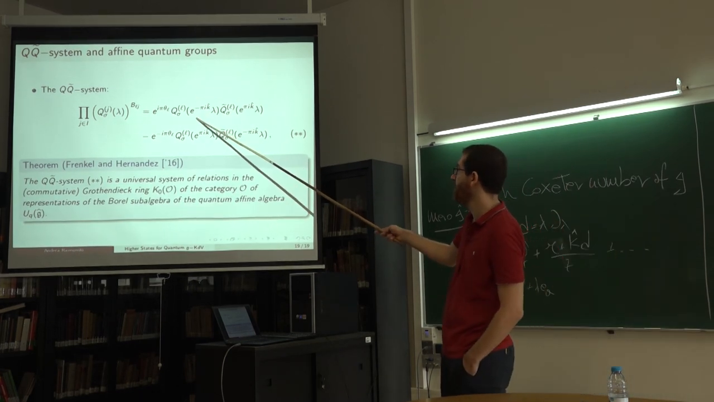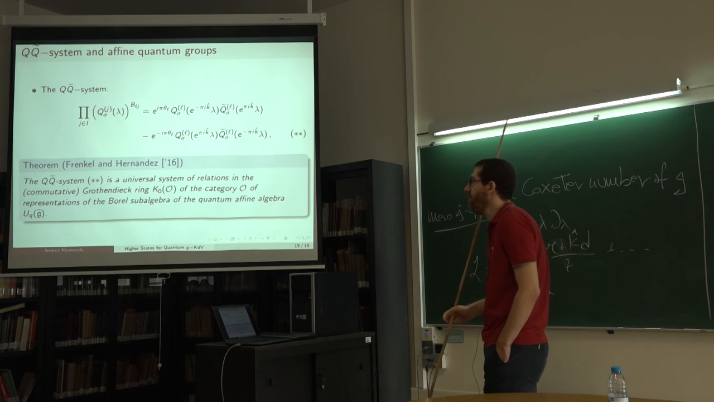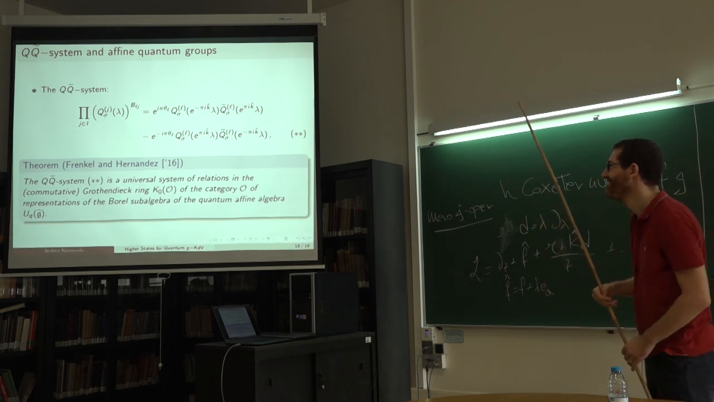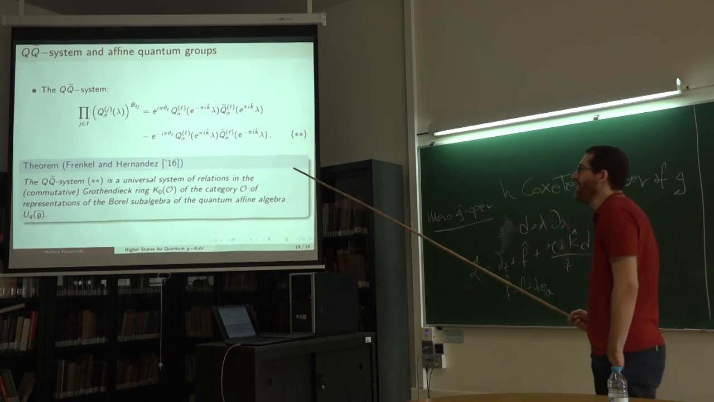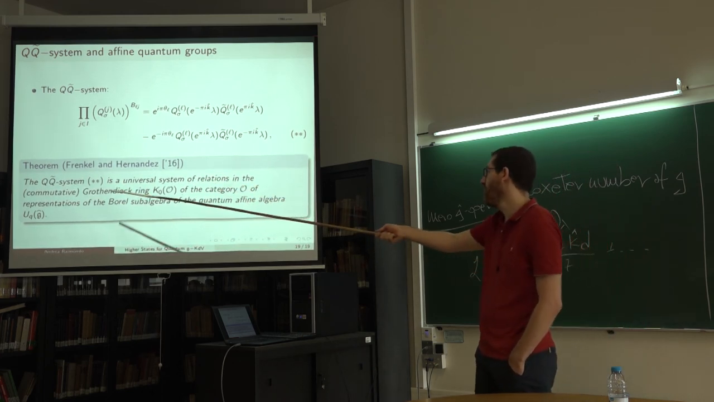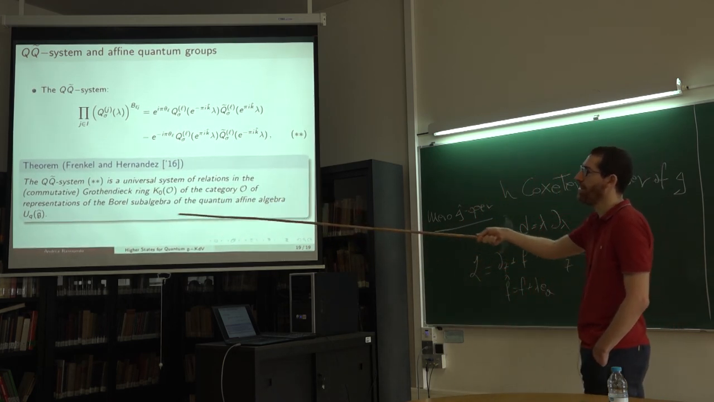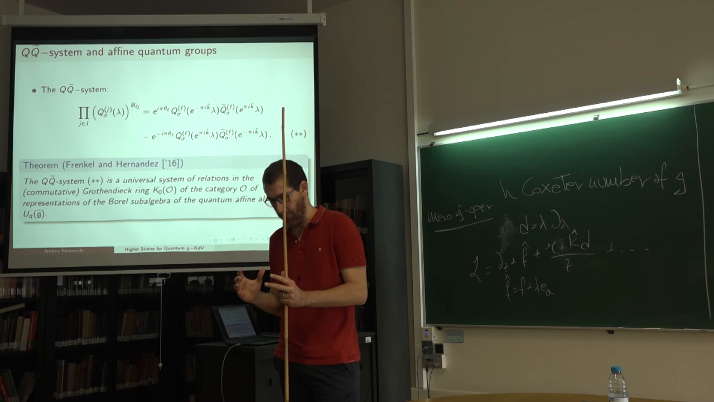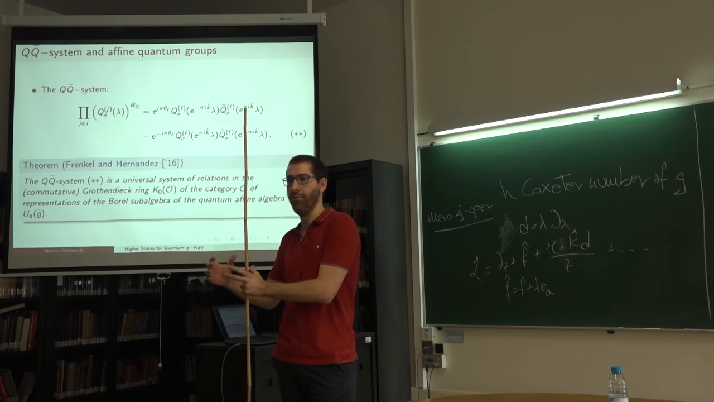Okay, this is the same system as before, just copied here. And there is a theorem which was proved by Frenkel and the next speaker, which says that this QQ tilde system, which we found together with Davide and Daniele, is a universal system of relations in the commutative Grothendieck ring of the category of representations of the quantum affine algebra U_q G hat. This means that the QQ tilde system, which was proved on the ODE side, is also valid on the integrable model side.